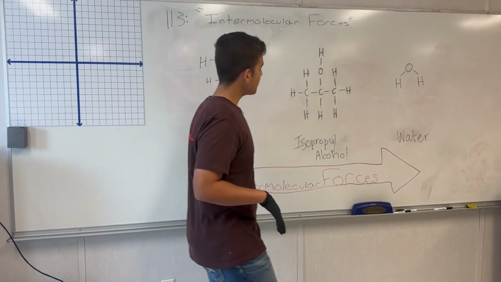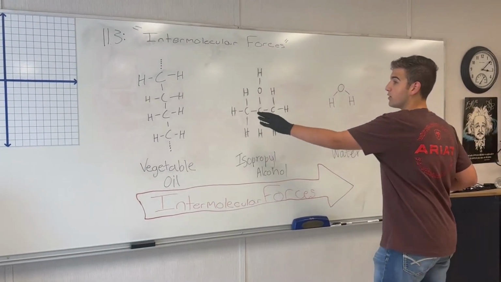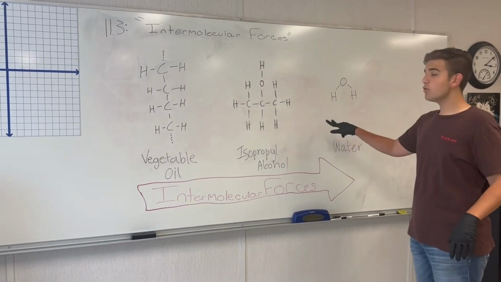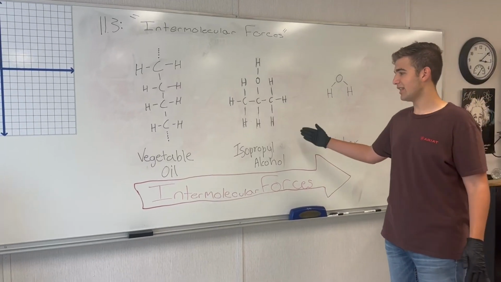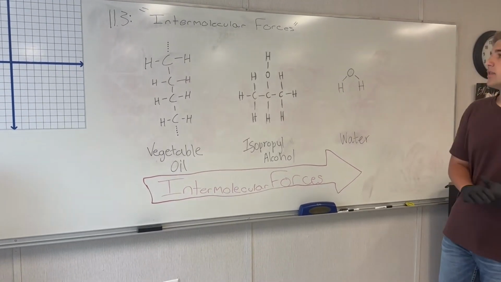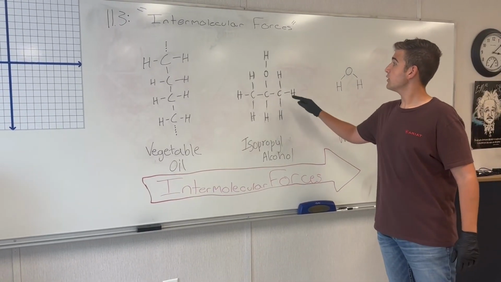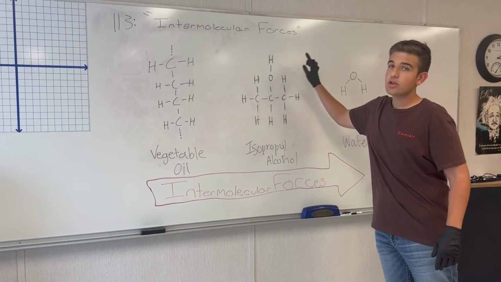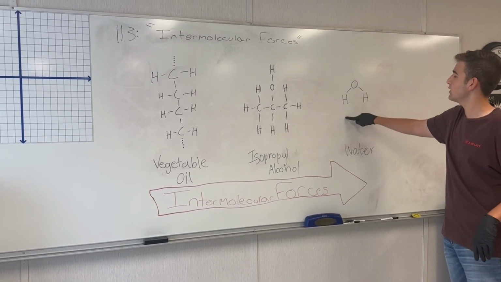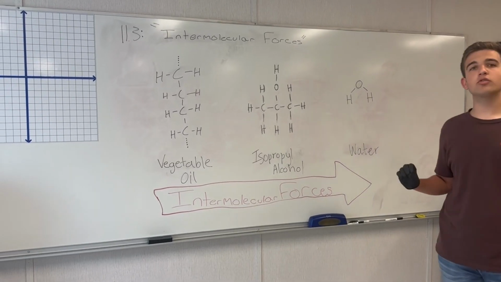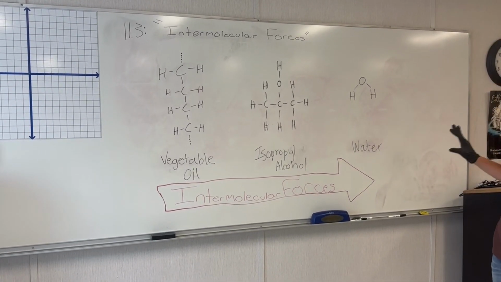So, the oil obviously has the weakest one, but isopropyl alcohol and water both have hydrogen bonding, and that might make you confused about why one has less than the other. Well, this is because isopropyl alcohol only has one OH bond, as opposed to water, which has two. So water is stronger because it has more hydrogen and oxygen bonding.